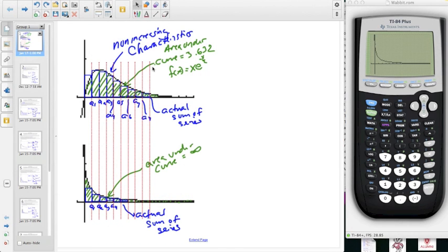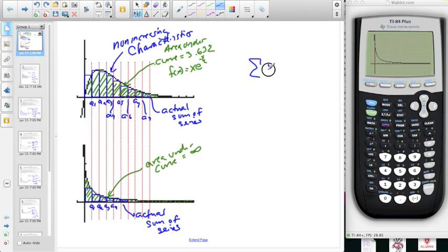So if we go back and bring up these two series from the last lecture, this is n e to the minus n over 2 as n goes from 1 to infinity, and this one was 1 over 2n plus 1 as n goes from 1 to infinity.